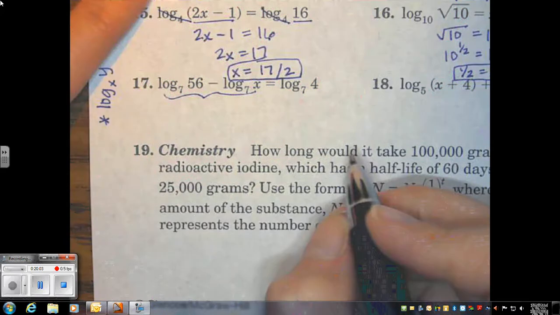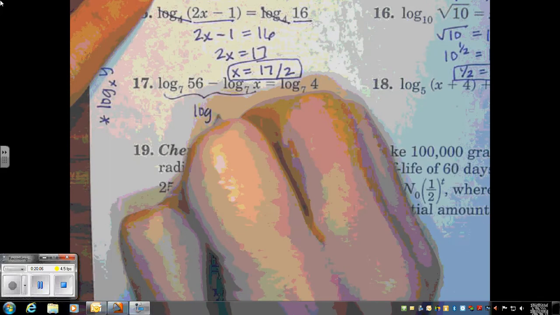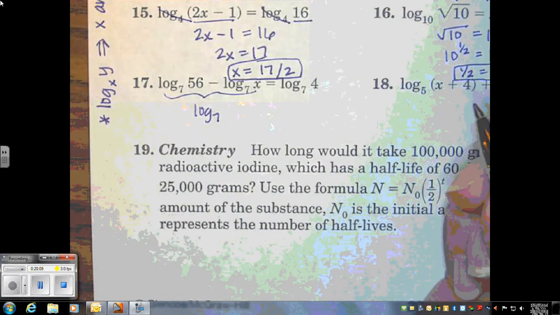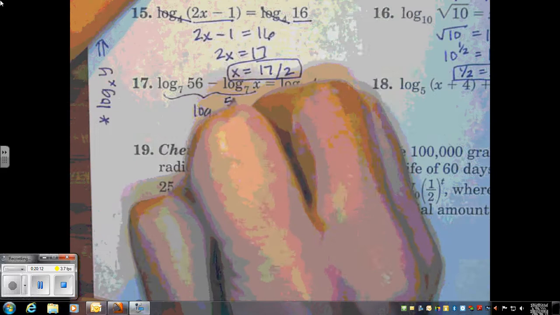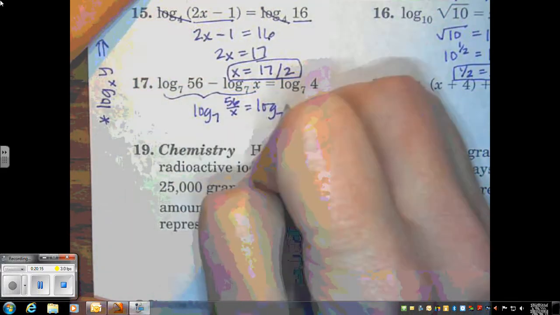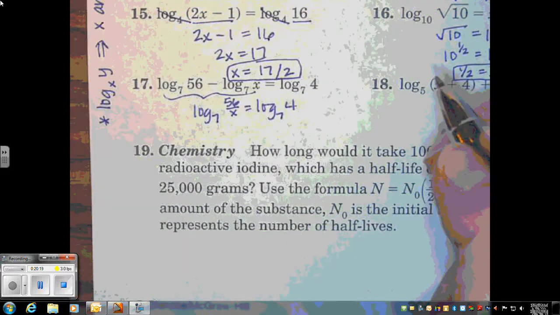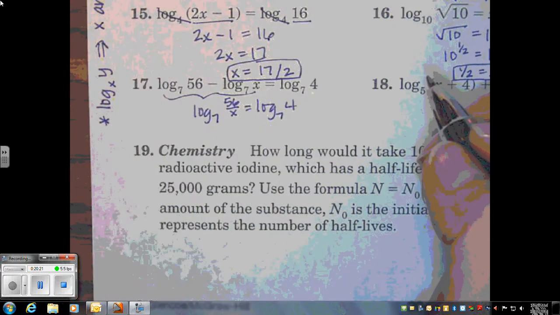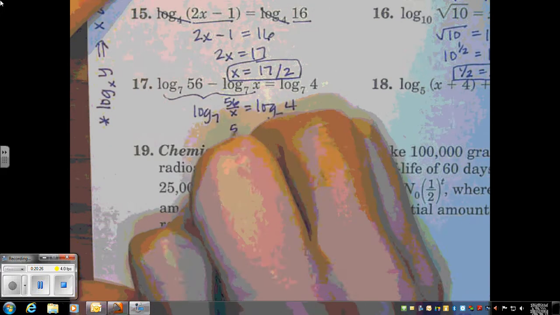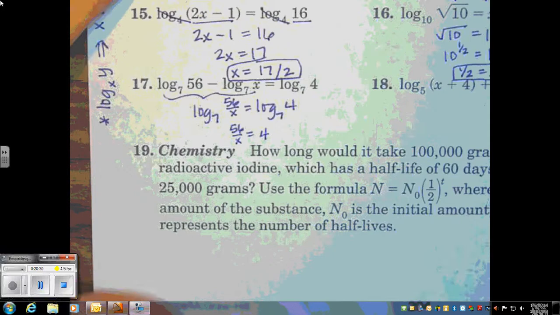It's dropped. So we have log base 7. Now that's subtraction, so what do I do with those? Divide. So I have 56 over x equals log base 7 of 4. Now that I have one logarithm equal to another logarithm, and both of the bases match, you cross them out. Drop. And solve just like you did in 9th grade.